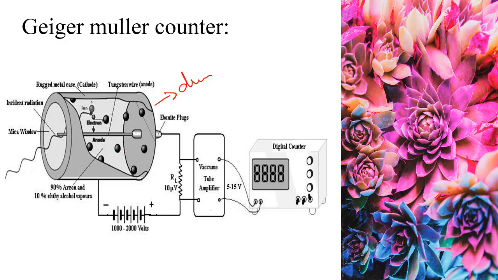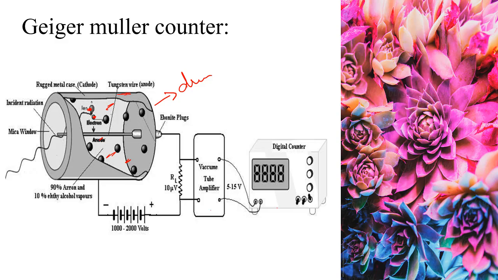So let's see how this works. You will have tungsten in the middle, which is the anode, and lining it you will have the cathode. When we introduce any radiation into this, it will ionize the gases inside it. So you have many gases inside, and they get ionized. The ions and electrons inside will get attracted towards the electrodes, and this will produce an electric current.